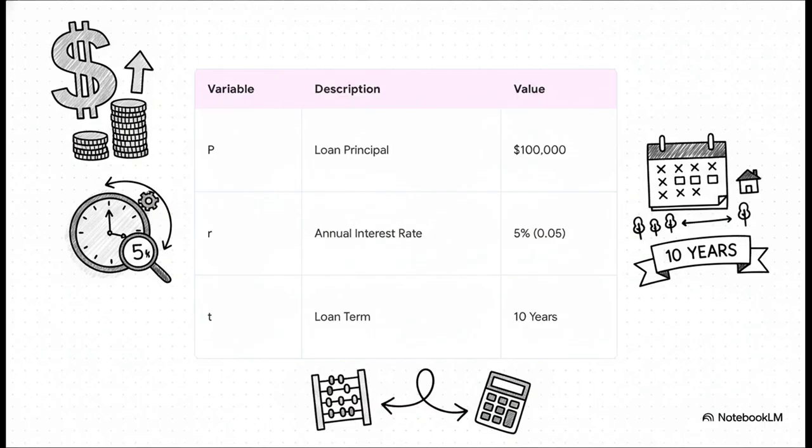So here's our raw data, straight from our hypothetical loan agreement. Our principal, P, is $100,000. Our nominal annual interest rate, R, is 5%. And remember, for any calculation, we have to express that as a decimal, so 0.05. And the term, T, is 10 years.